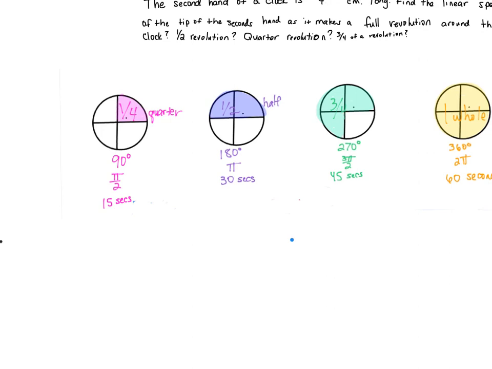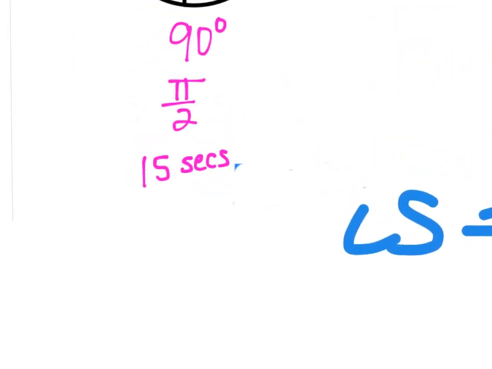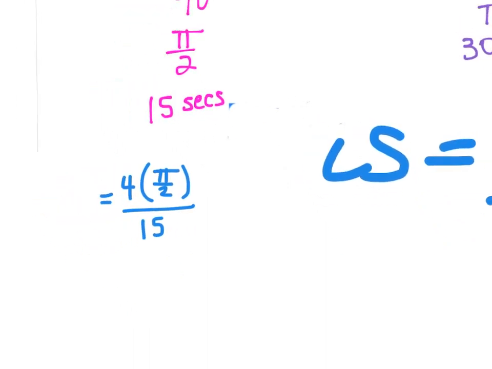So if I talk about linear speed, it is our radius times theta in radians over time. We're going to set each one of these up separately. If I talk about a quarter revolution, my radius was 4 that I changed it to, correct? Okay, a quarter revolution. What is that in terms of pi? It's right up on the board. Pi over 2. And how many seconds is that? 15.